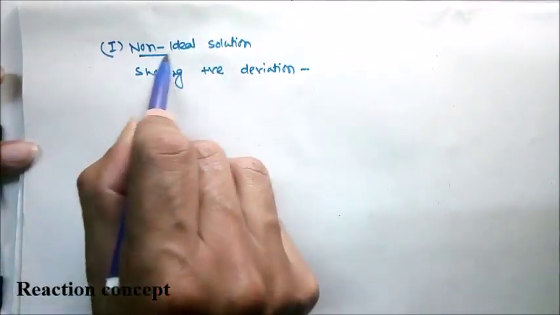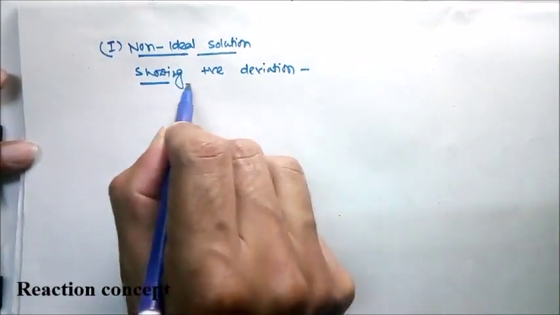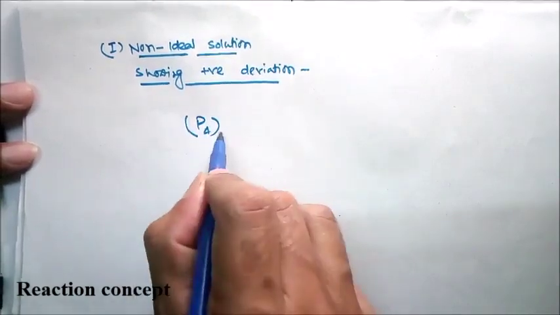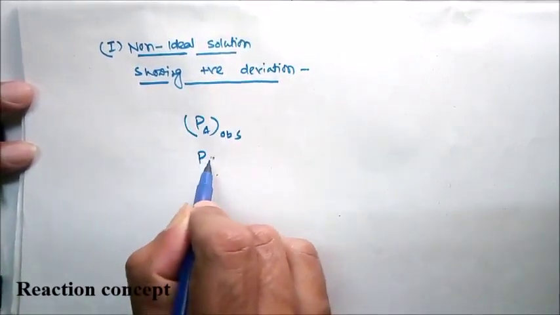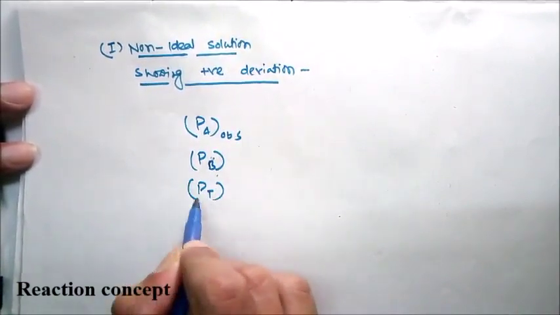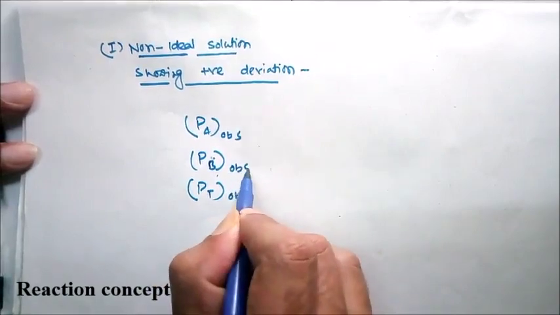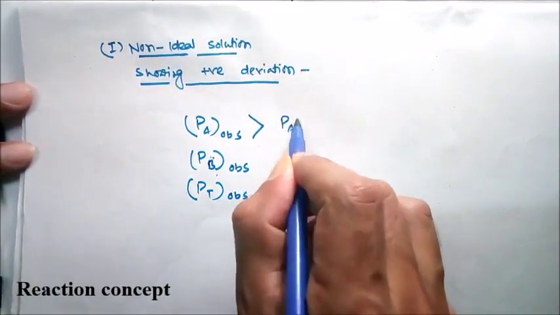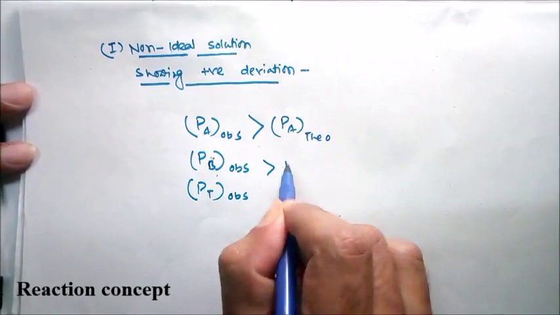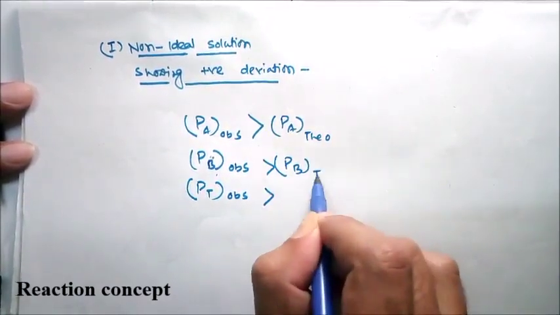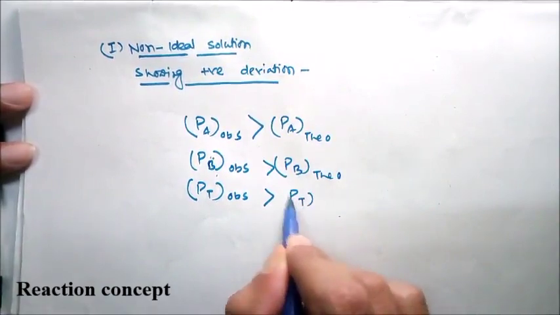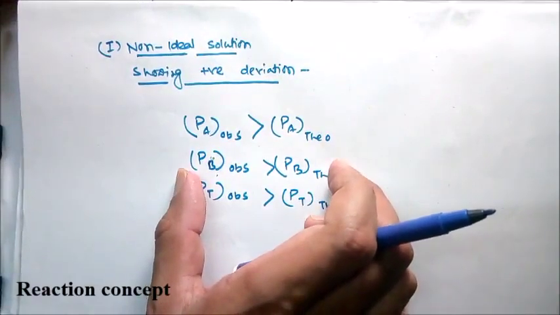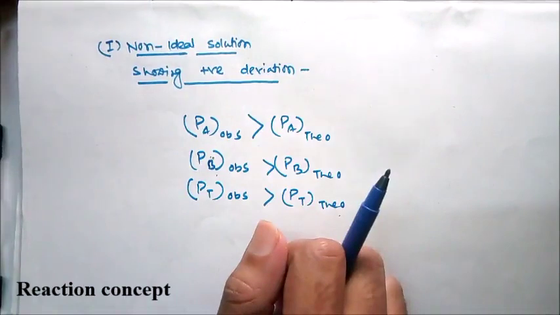In this case, the non-ideal solution will show some positive deviation, meaning the pressure values we got from experiment, these are the experimental values for vapor pressure of A, B and total vapor pressure, will show some positive deviation. That means these values are greater than the values we expected from the theoretical value, that is Raoult's law. In this case, a non-ideal solution will be called a non-ideal solution having a positive deviation.